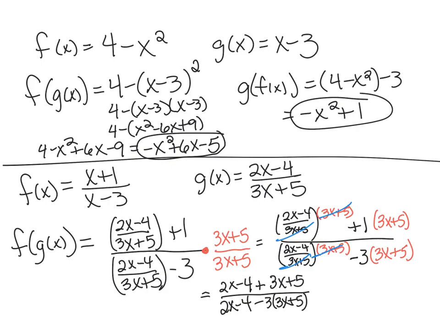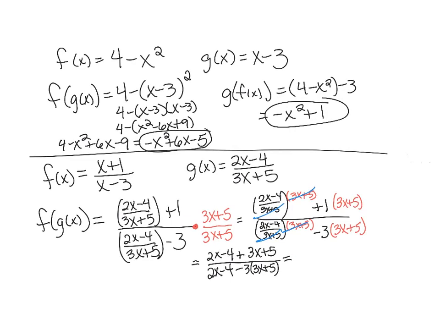Now you've got to distribute the minus with the 3 on the bottom. Move that up a little. I'm going to do that in blue. This is going to be 2x minus 4 minus 9x minus 15. All I have to do now is combine like terms. On the top, I have 2x's and 3x's, minus 4 plus 5. On the bottom, 2x minus 9x, minus 4 minus 15, and we get that. And that is our new composite function.